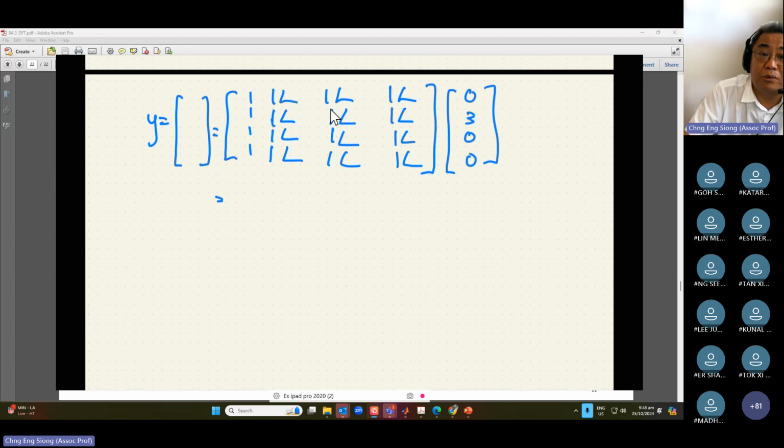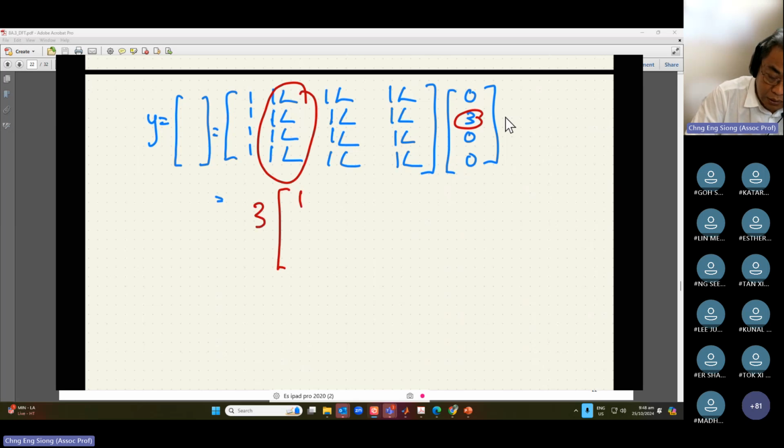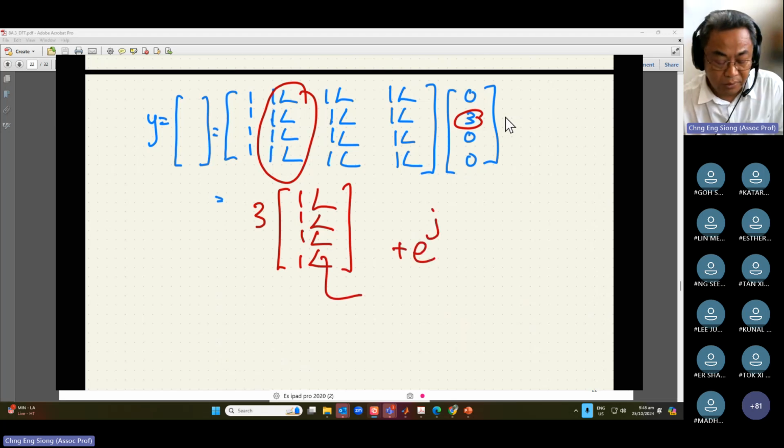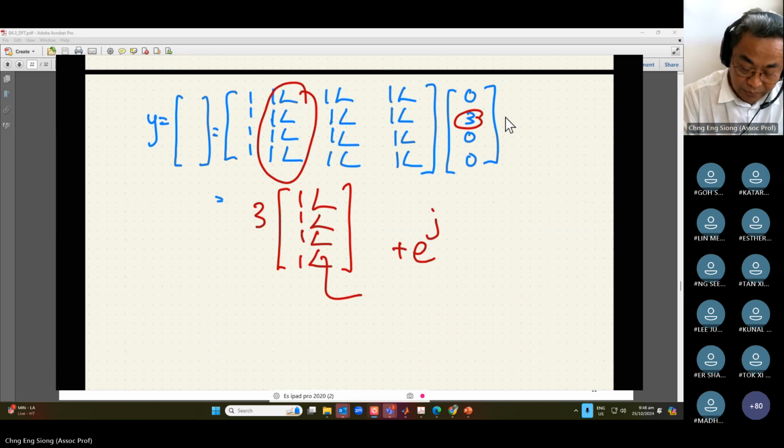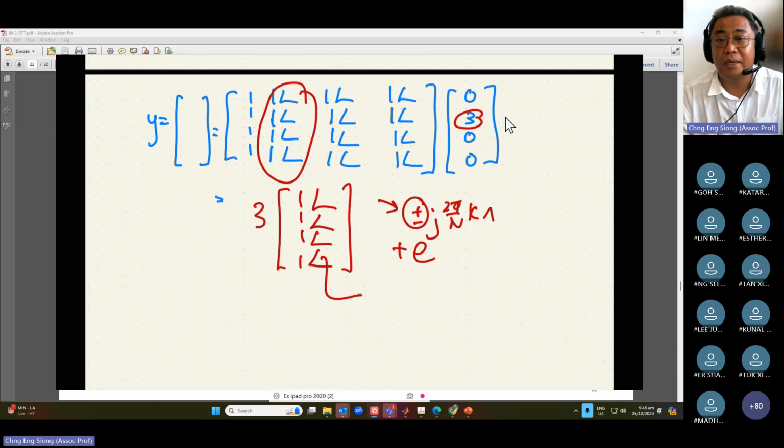Please don't go and multiply everything out, because this guy multiplying by this column is 3, 1, 1, 1, 1 angle, and then you go and fill up. And then you realize that this guy is plus e^j, is it minus or plus? I always get confused. 2 pi over n, k, n. Now, is it plus or minus? Depends on the question, analysis or synthesis. Clear?